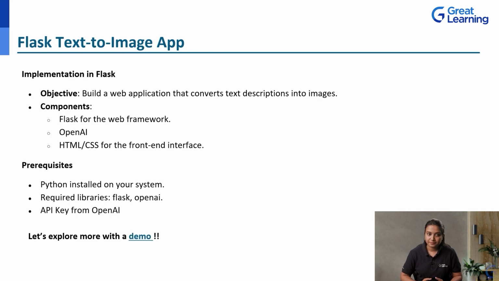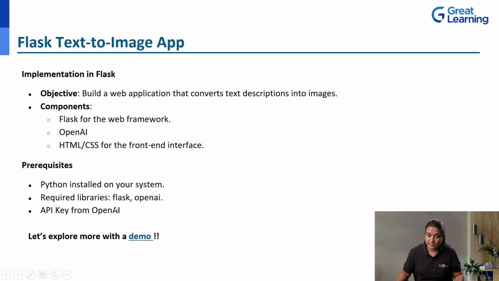How do you implement this particular text to image app? First, we build a web application that converts text descriptions into images. Again, if you want to build a web framework, it is Flask. Then you use OpenAI. Again, HTML and CSS for the front end, that is very much mandatory and basic.